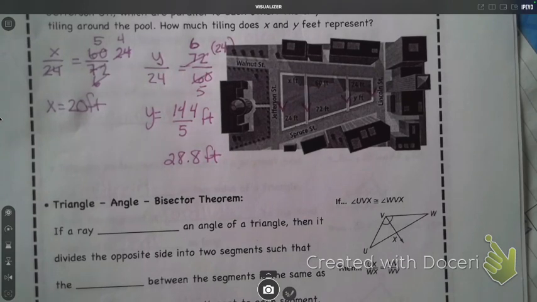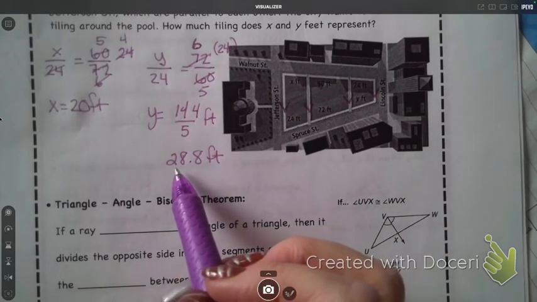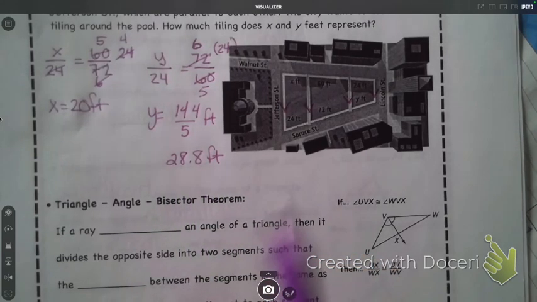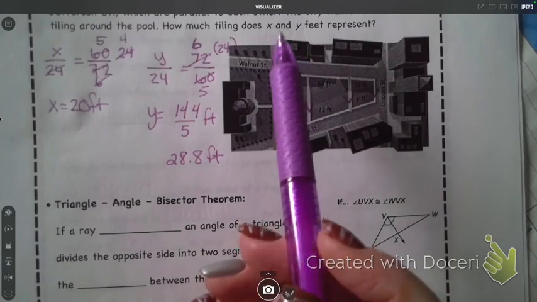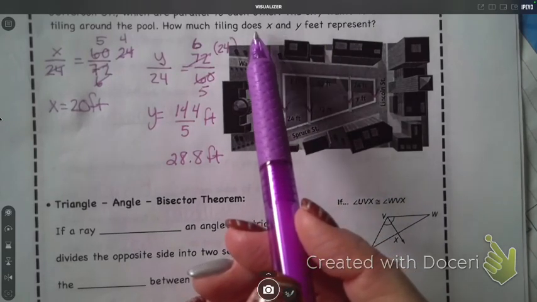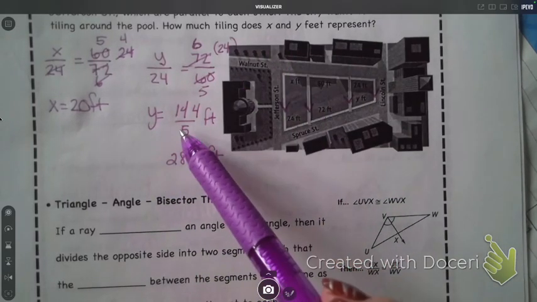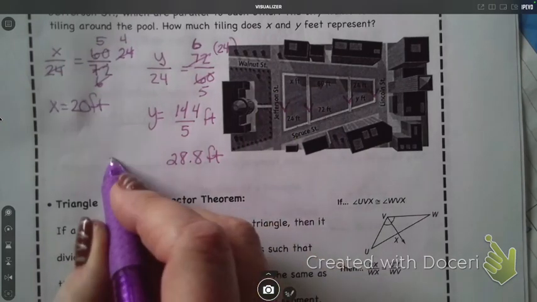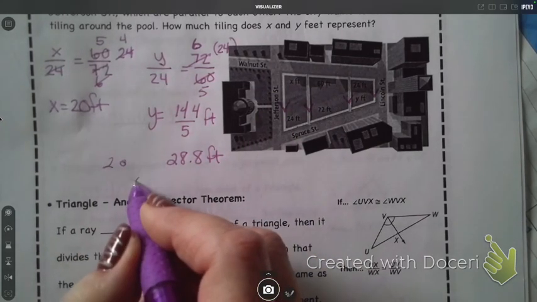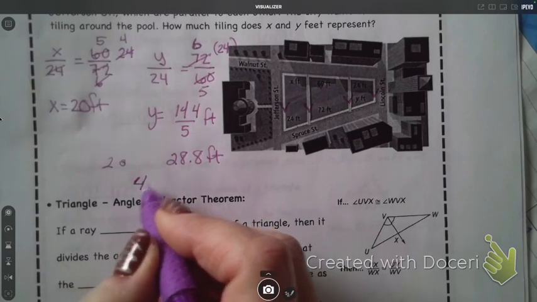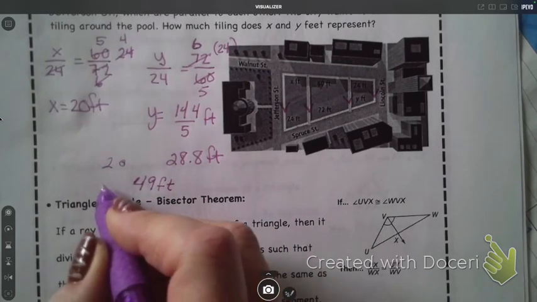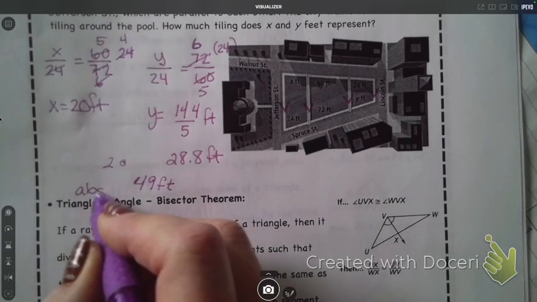Okay. Now, why on this one did I divide it out and do 28.8 feet? Because it's feet, it's a measurement, right? And if they're asking for how much tile I need, if I tell them 144 over 5 feet of tile, they're going to be like, what? Right? So I have 20 plus 28, so I'm going to say 49 feet of tile. Why did I say 49 feet of tile? Because you rounded up.